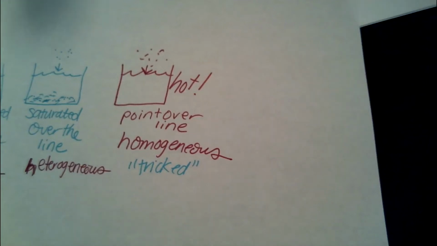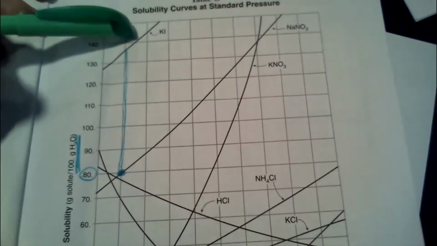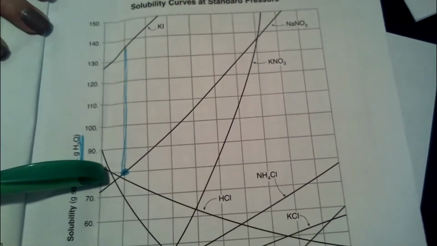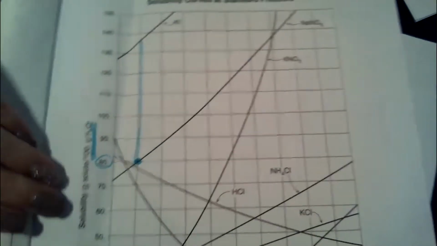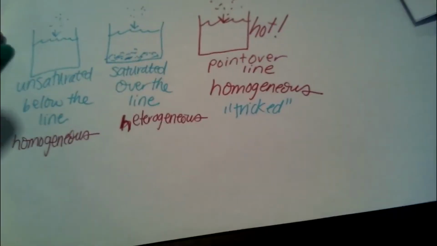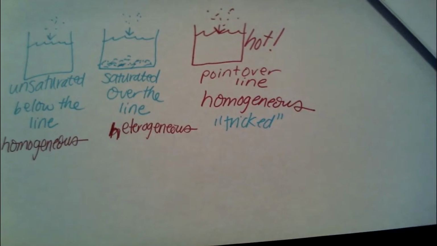So going back to question 37, that was answer choice 2. Answer choice 2, KI is way up here, and the point we were talking about is way down here. So we could add more KI before stuff starts to sit on the bottom, which would make it unsaturated. That is choice 2. Okay.